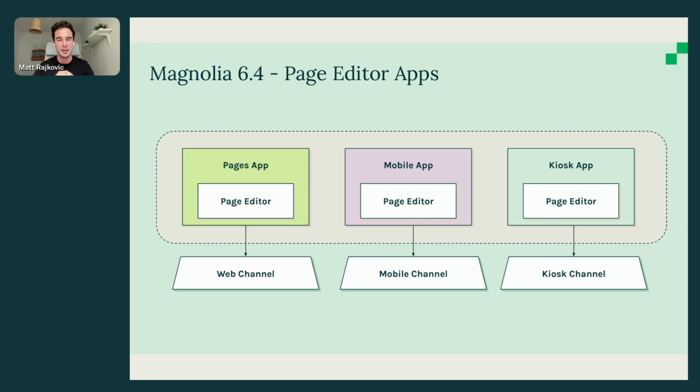But now you can define any other app and use a page editor there, which makes sense in cases like, for example, when you have a mobile app and you don't want that content to be hanging out there in the Pages tree in your Pages app, but you actually want to create a separate app to manage only that mobile content. Or if you have a kiosk app or a kiosk channel or anything like that, essentially we are building in more flexibility into Magnolia so you can now use visual editor anywhere.